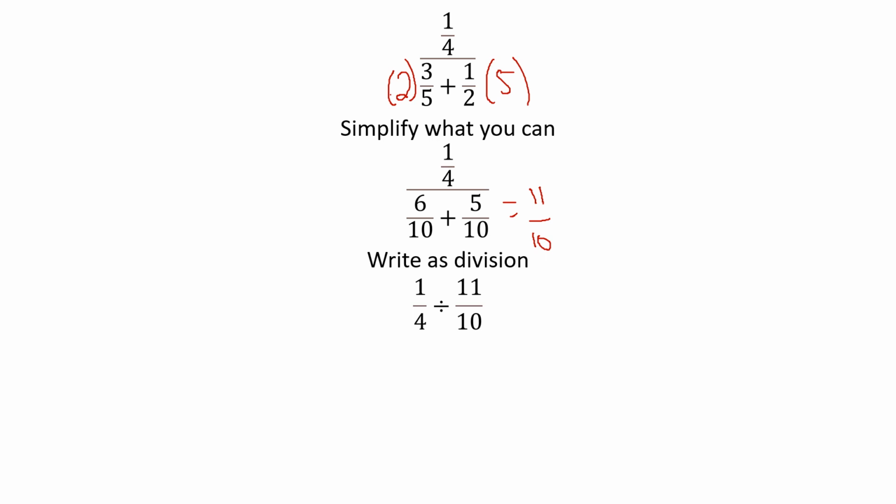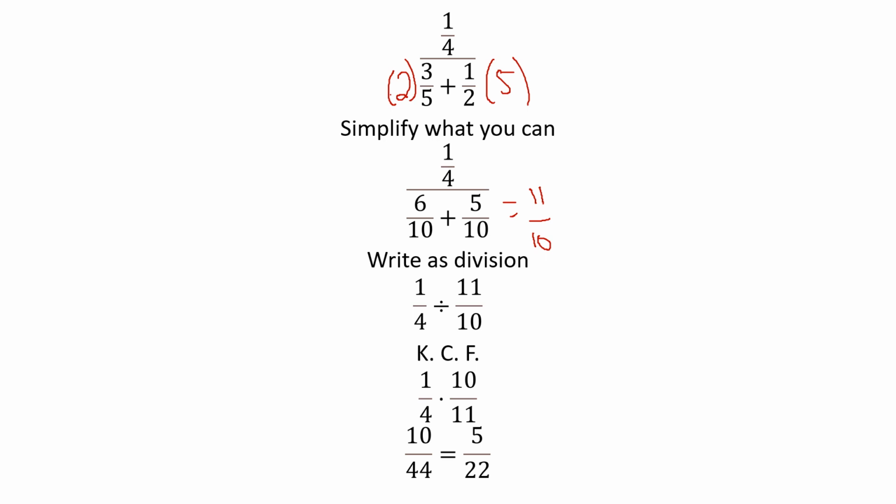So write it out as a division problem once everything is completely simplified. Then I am going to keep, change, flip, or flip the second and multiply. I end up with 1/4 times 10 over 11. I end up then 1 times 10 is 10. 4 times 11 is 44. Reduce that to 5 over 22.